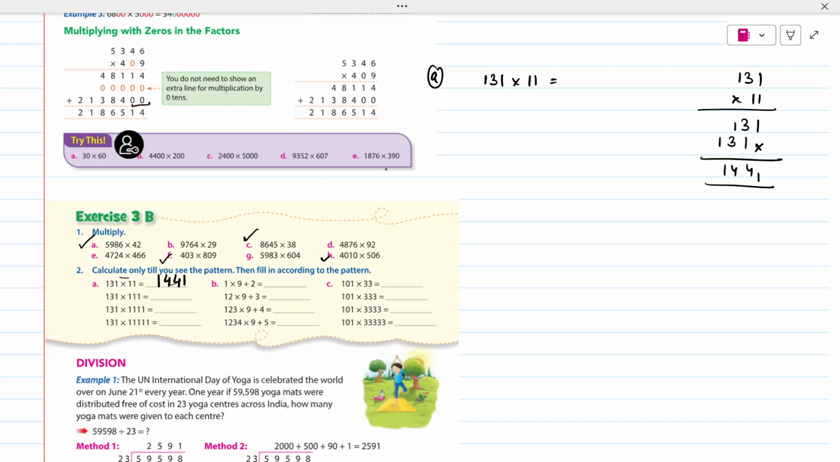I'm writing here only 1441. Now let us multiply this with triple one. Wait, let us multiply this with triple one here.